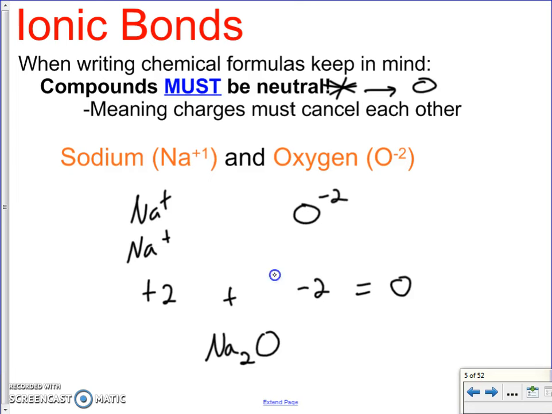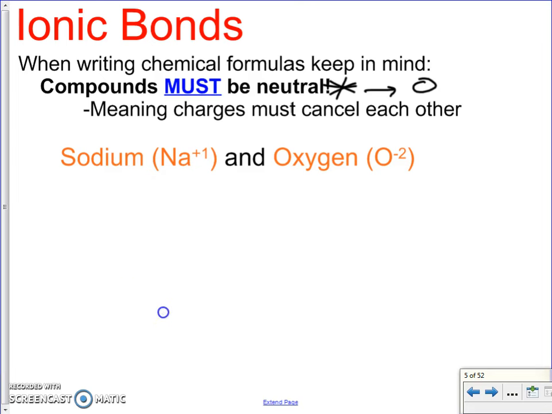Same thing if we were to look at sodium and chlorine. Let me clear this off real quick. If I was to look at sodium and chlorine, sodium's a +1, chlorine is a -1. Notice +1 and -1 automatically equal 0 when they're added together, so we only need 1 sodium and 1 chlorine. That's where sodium chloride actually comes from.